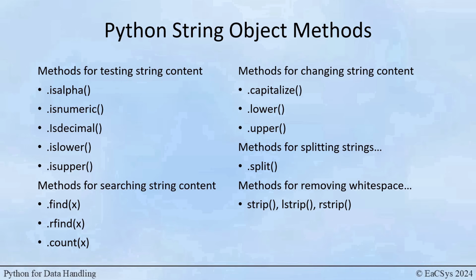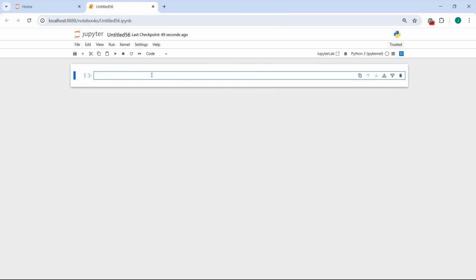All of these methods which we will teach you in this video are very useful for data handling. So, now we'll start our code editors and type some string code. So let's start up our code editors. All right, having started our code editors, we will start with describing our code. So we type some Python string object methods.